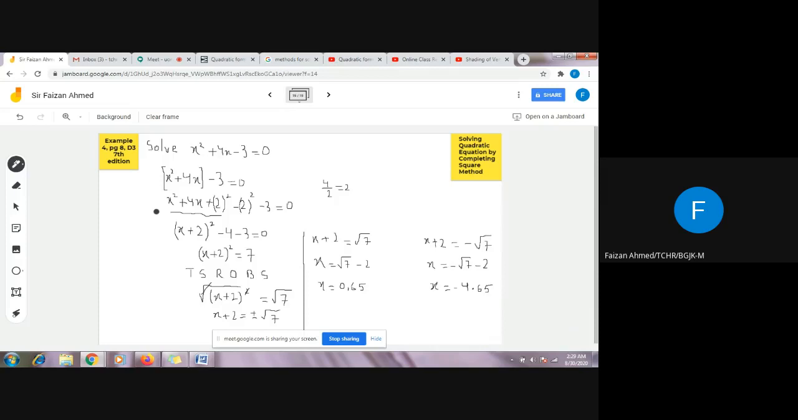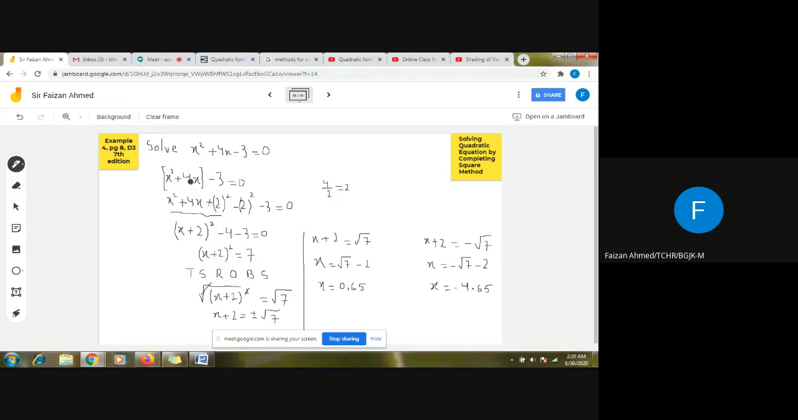In order to apply the completing square method, we have to make an identity. So we have to convert our question into a specific form, and when the identity is formed, we apply the square root method to get the values of x. In this question, I have already done that. The question is x square plus 4x minus 3 equals 0. I have separated the two terms with a bracket and then minus 3 equals 0 as it is. You can also shift this minus 3 to the other side of the equation. It doesn't matter.